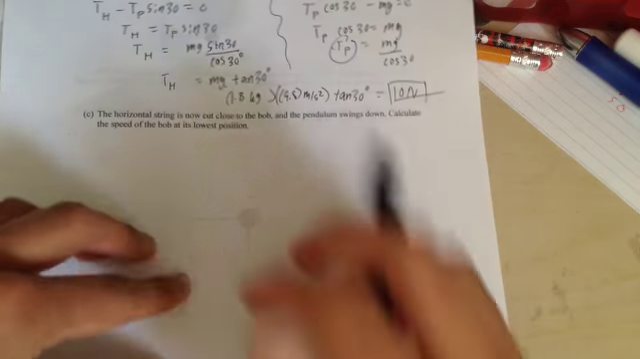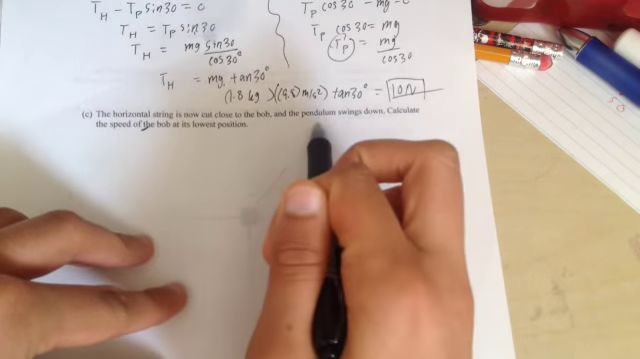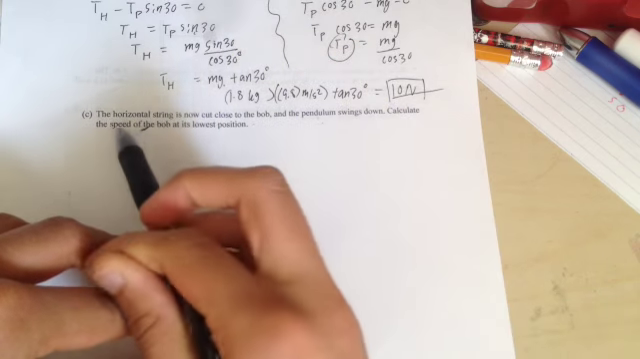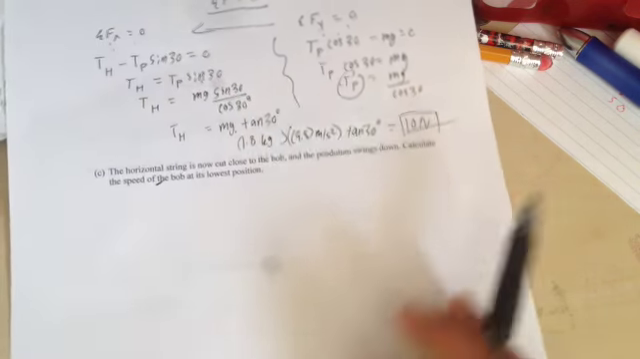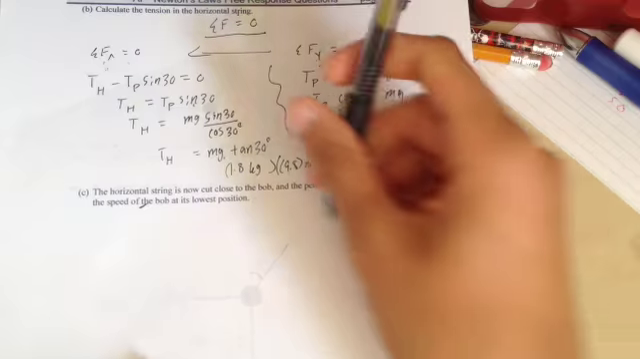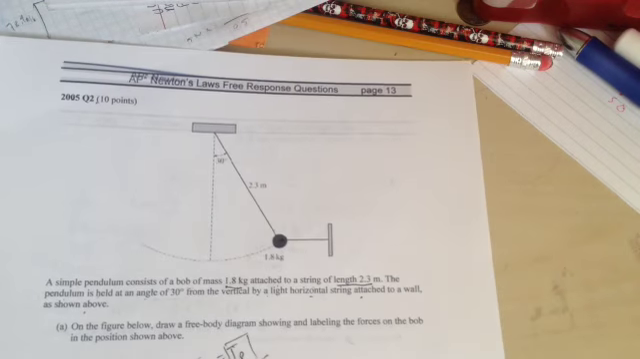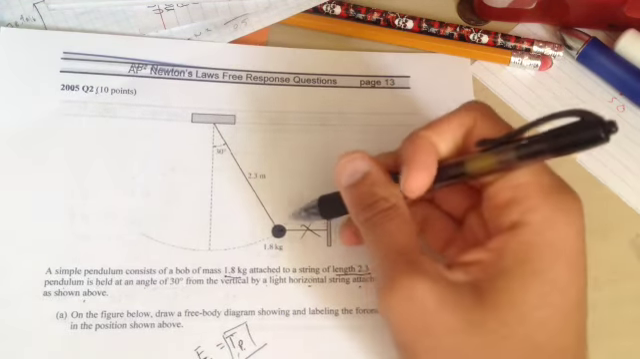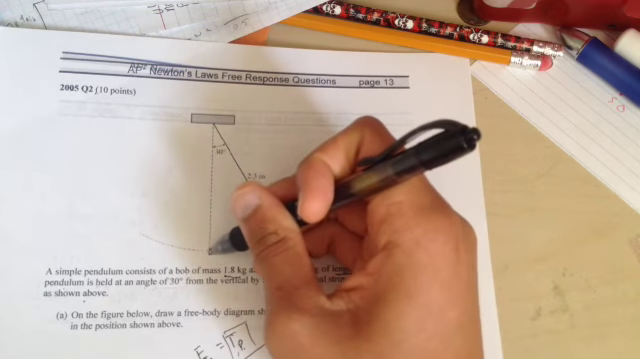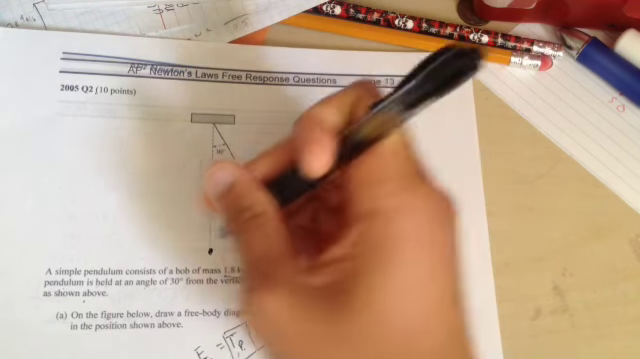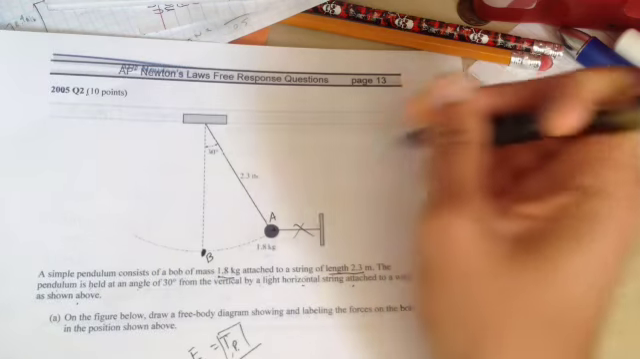Okay, next. The horizontal string is now cut close to the bob and the pendulum swings downward. Calculate the speed of the bob at its lowest position. So basically what's happening now is, in this system over here, the string has been cut and it's asking us to find the speed when it reaches here. So this is point A, the initial position, and this point here is point B, the final position.